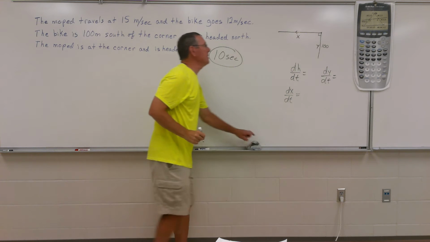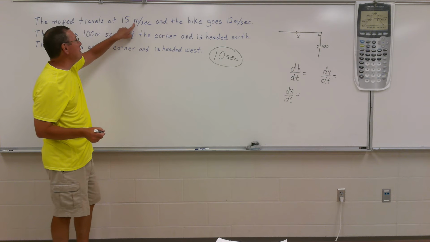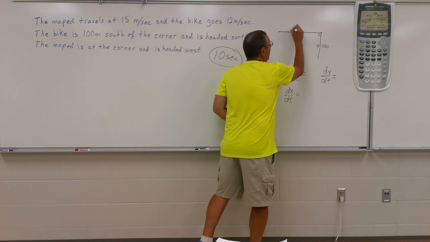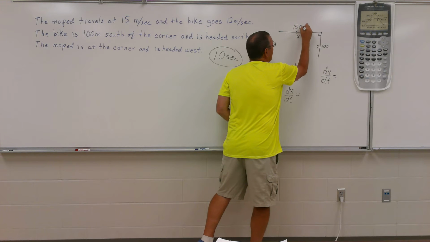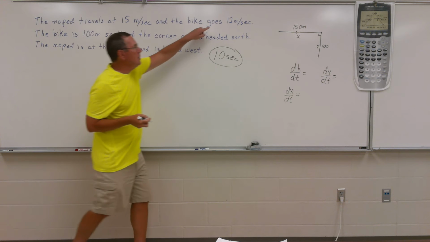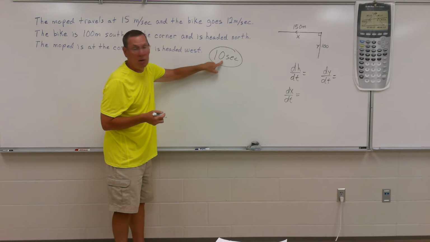Okay, at 10 seconds. X is the moped. The moped's going 15 meters per second, so 10 times 15, that moped would be out there 150 meters. Okay, here's what's different on this one. Okay, the bike is going 12 meters per second, so 10 seconds, that'd be 120 meters.